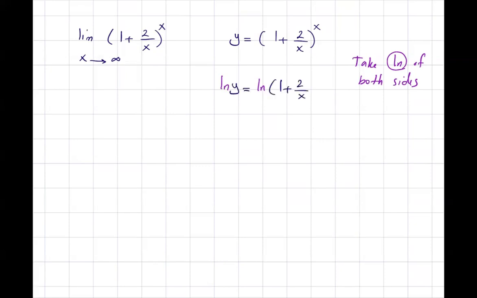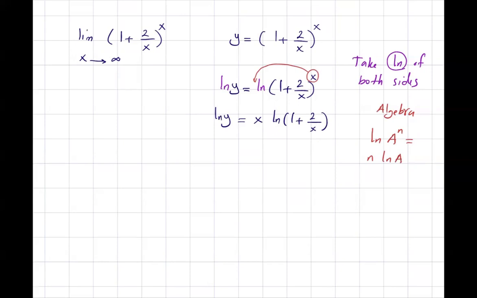ln of (1 + 2/x)^x. Remember that from algebra, if you have ln of a quantity raised to power n, you can write n in front of the ln. So this is your n, which needs to be written in front of ln. So you get ln y = x times ln(1 + 2/x). Very good.